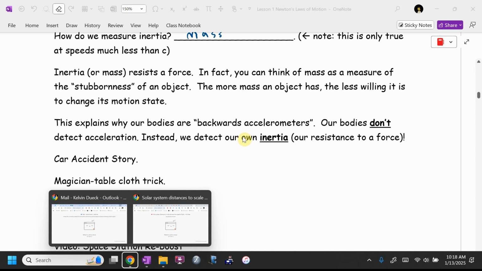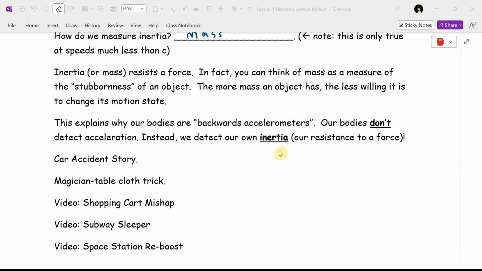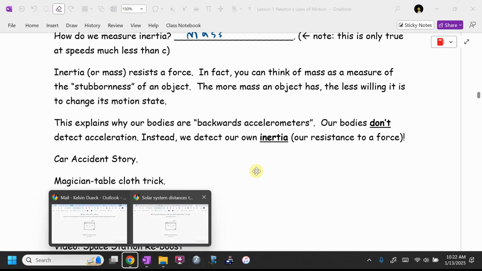I'm going to pause the video for a second. Newton's first law says if you're at rest, you want to remain at rest. To cause you to accelerate, you need a fairly big force. And the more mass, the more force.